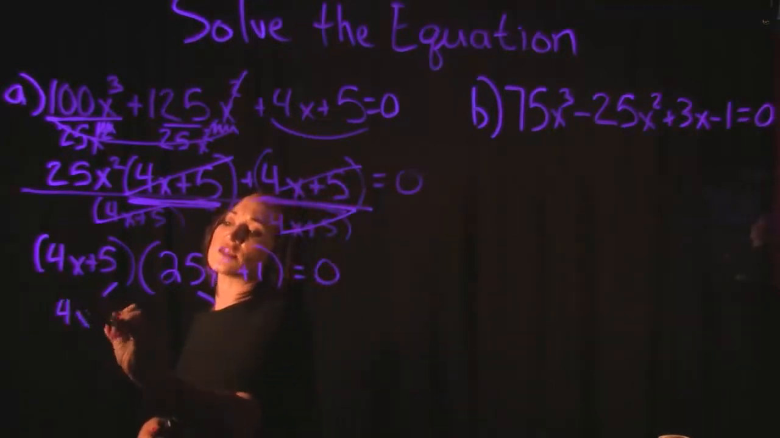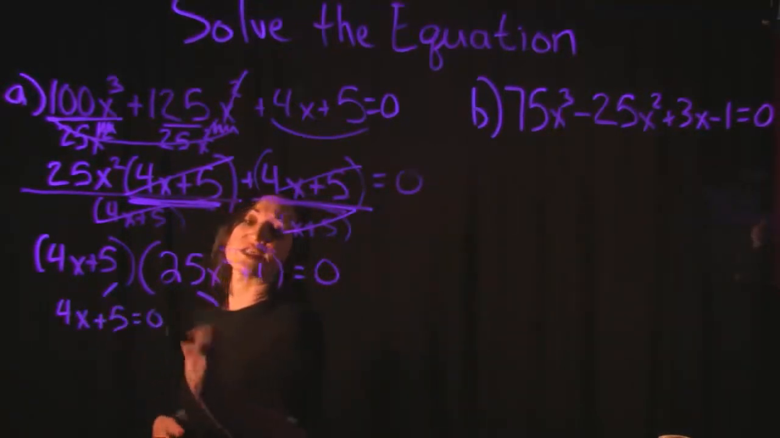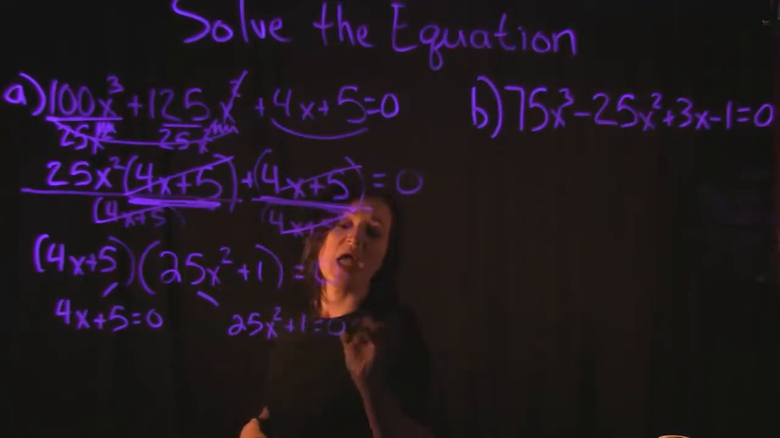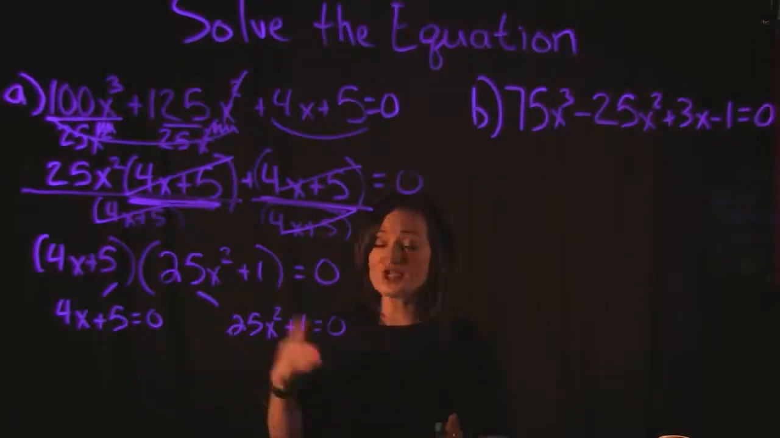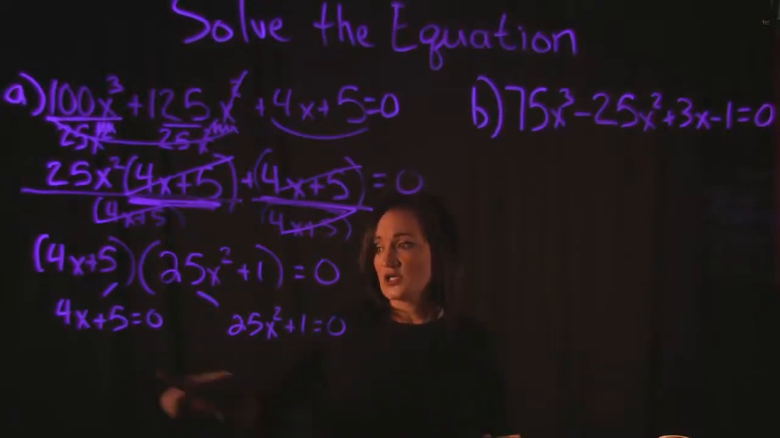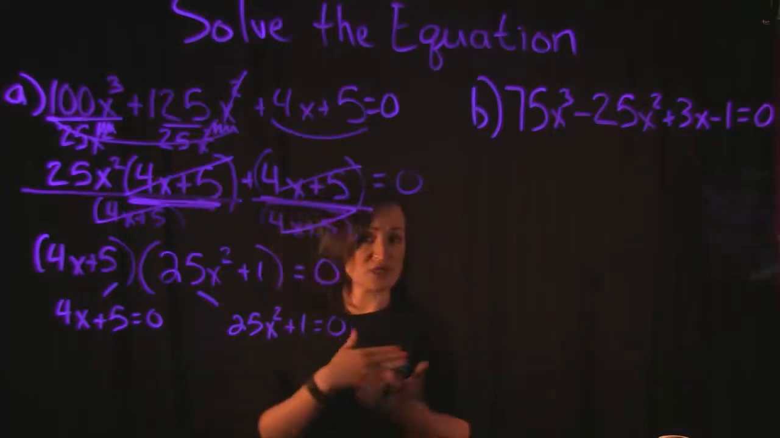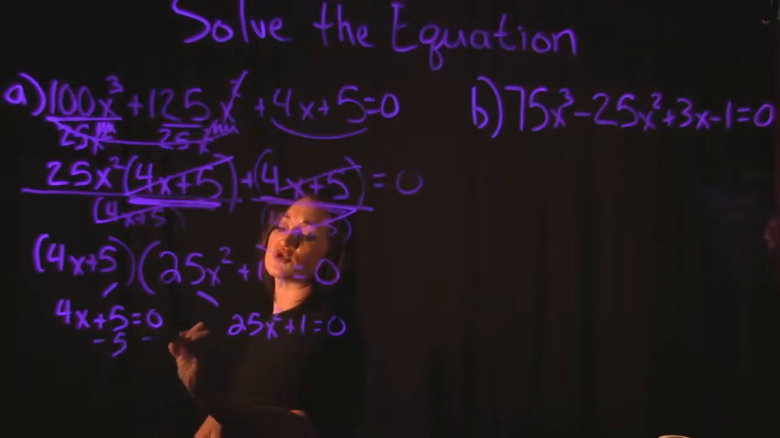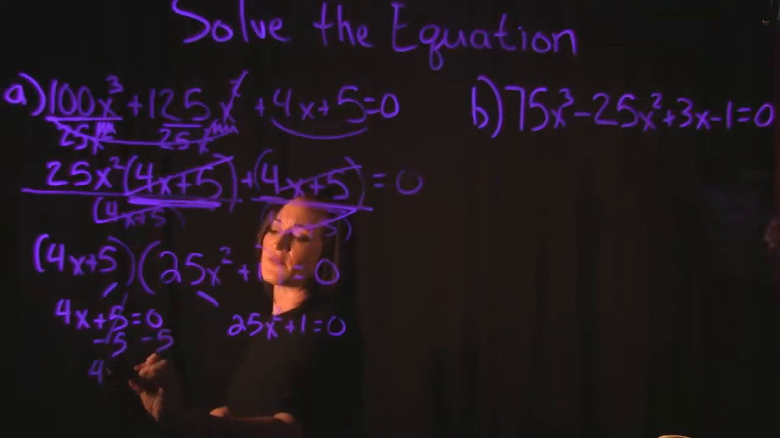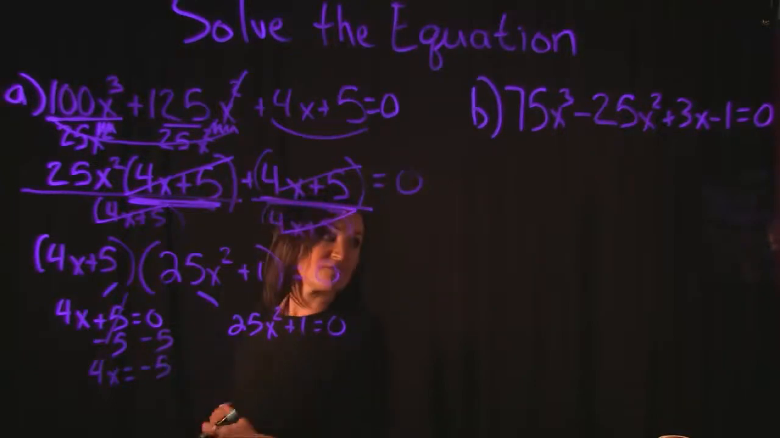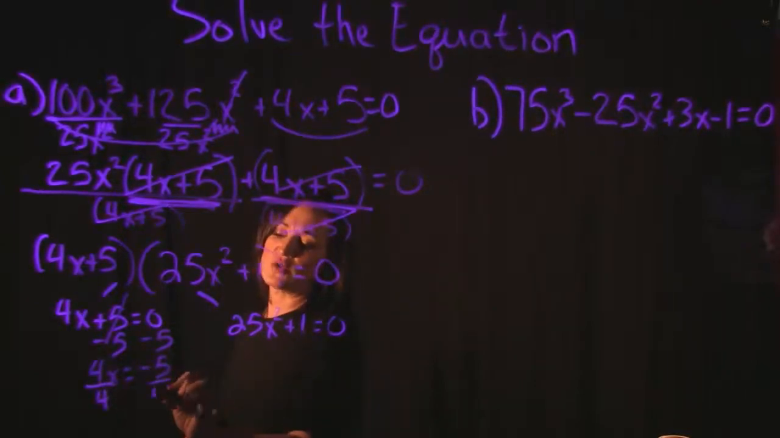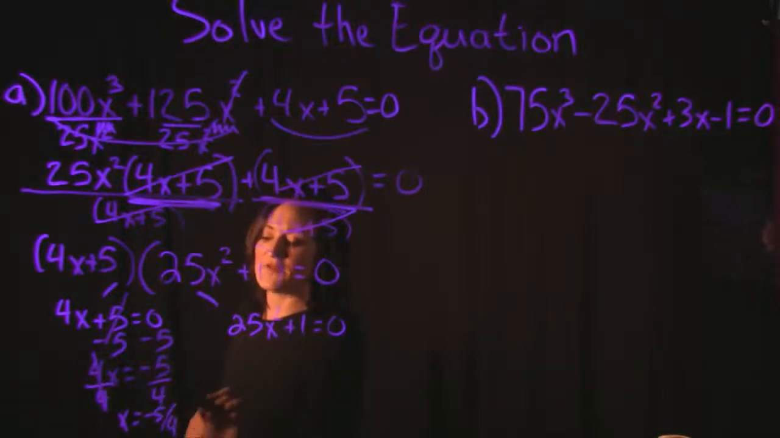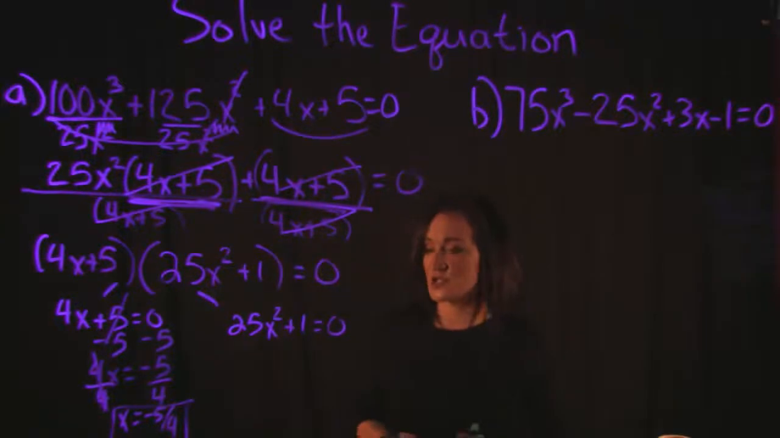So what that's going to look like is we're going to take 4x plus 5 and set that equal to 0. And then we're going to take the 25x squared plus 1 and set that equal to 0. And we're going to solve both of these equations here. Starting with the 4x plus 5, this is just a basic linear equation. All we have to do here is subtract 5 on both sides to get 4x is equal to negative 5, and then dividing out the coefficient on both sides, we get that x is equal to negative 5/4 as one of our solutions.